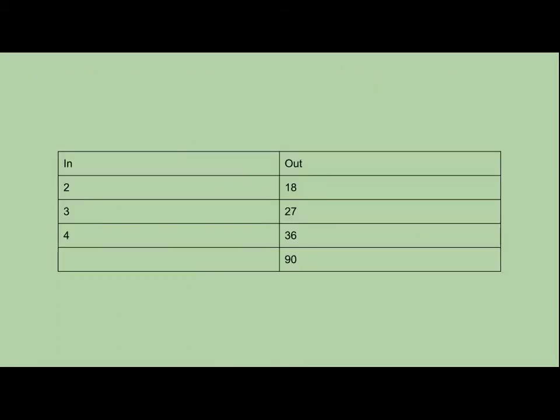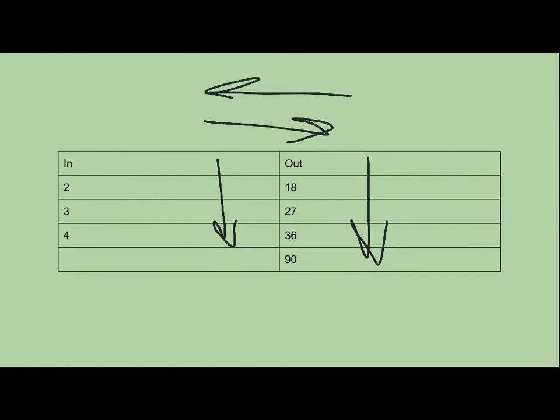Another way we may see patterns is in in-and-out boxes. And when you have an in-and-out box, I don't want you to think of the pattern going down. I want you to think about going across, in this direction, because going down seems easy, but then we can get messed up. So how do we go from 2 to 18? Well, we could do plus 16, or we could do times 9.